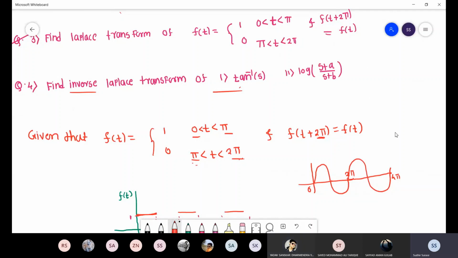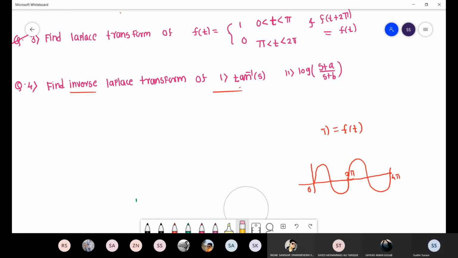Let's find the tan inverse and log of s plus a, s plus a upon s plus b. Come on. Can I explain first? Raise your hand, I will check the chat section. Ahmad, you are interested? Yes, sir. Okay. Go ahead. Is this whiteboard visible to you? Yes, sir. Okay, proceed.